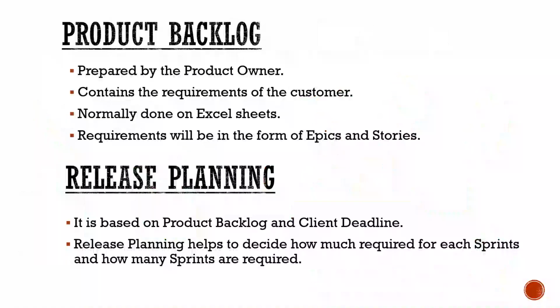Now let us see what is product backlog. This is usually prepared by the product owner. Once he gets the requirements from the customer, he segregates them into features and user stories and then creates the product backlog. This is normally done by him based on Excel sheets, and it will be in the form of epics and stories.